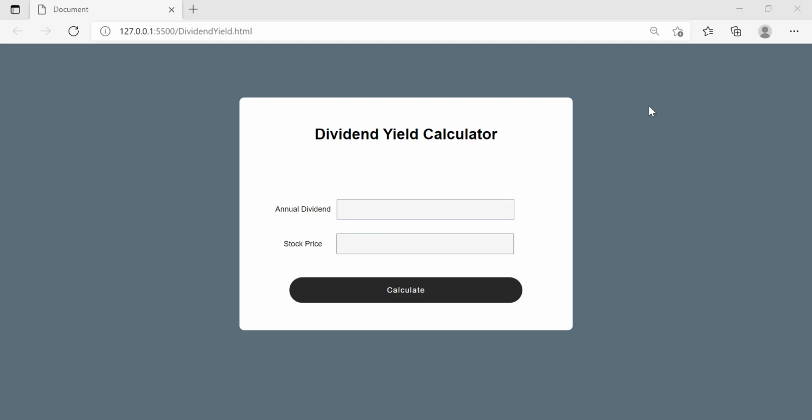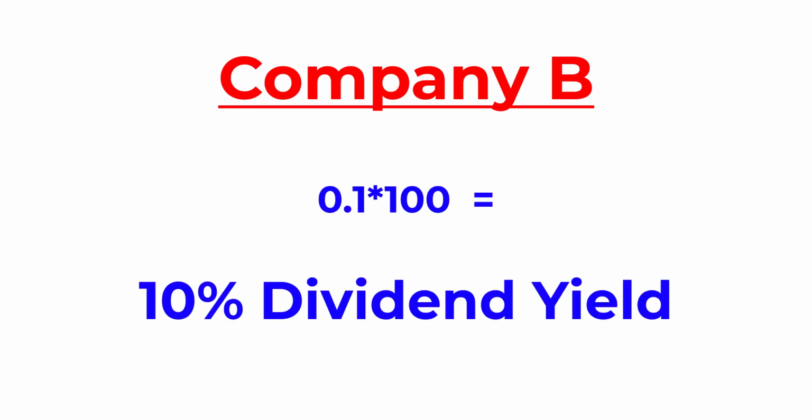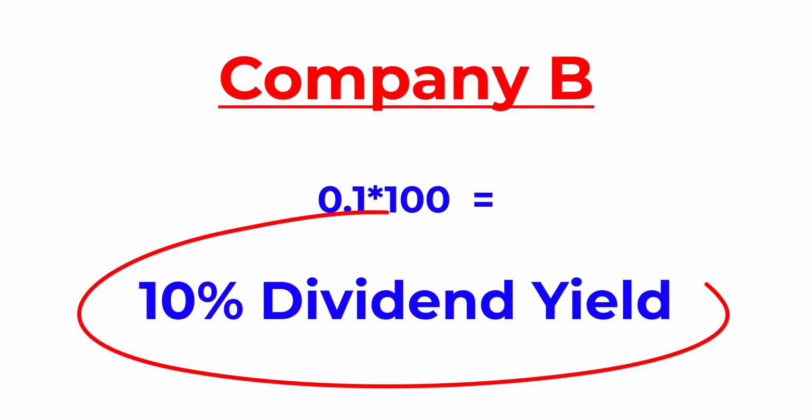Also, something very important that I forgot to mention earlier in the video, dividend yield is expressed as a percentage even if it's greater than 100%, which is why we multiply the result from the annual dividend divided by stock price by 100, to convert it into a percentage. Now let's calculate Company B's dividend yield. Its annual dividend is $10 and the stock price is 100, so 10 divided by 100 will give us 0.1. Now multiply 0.1 by 100 to get 10%. So Company B's dividend yield is 10%.